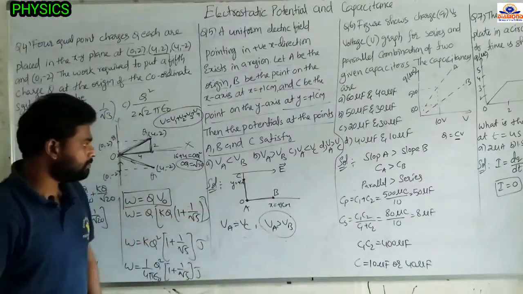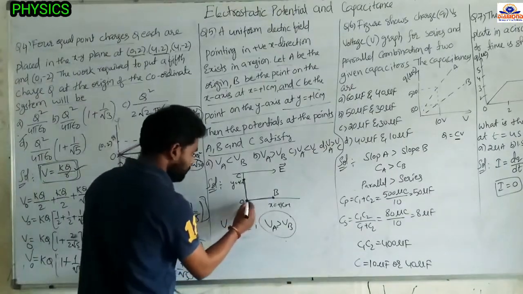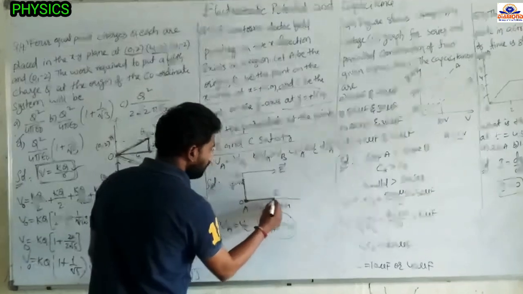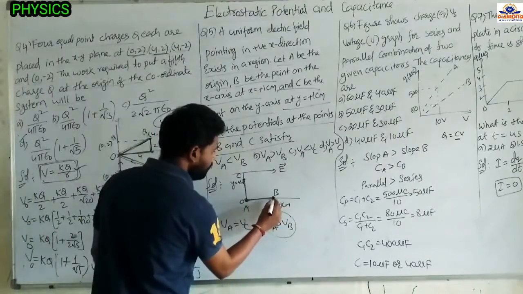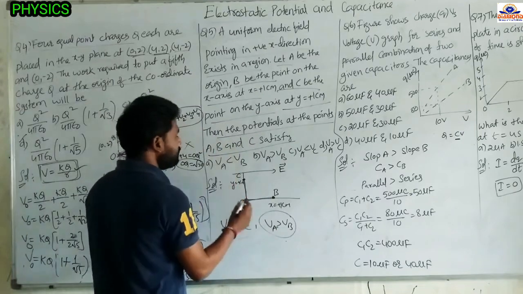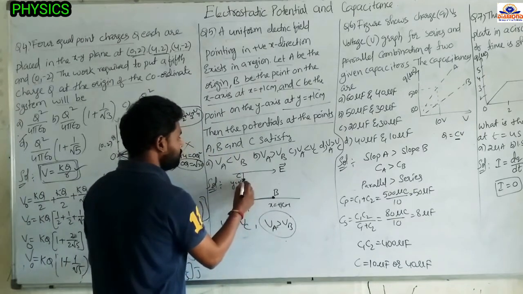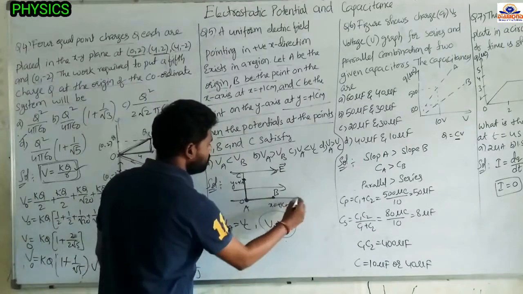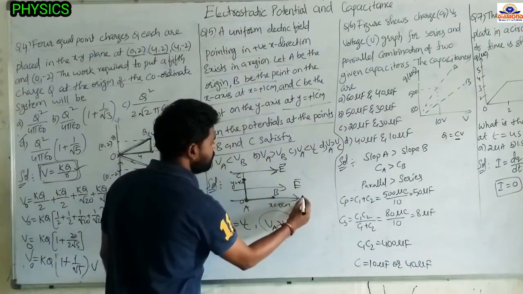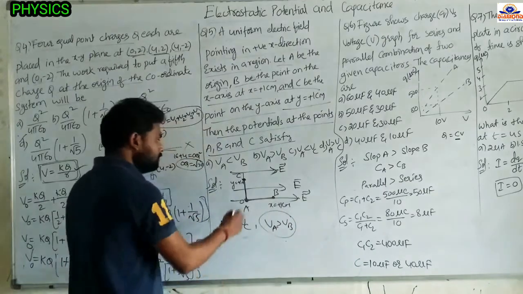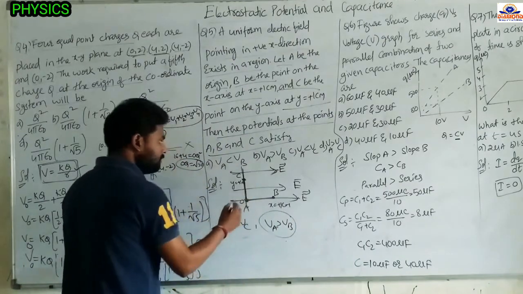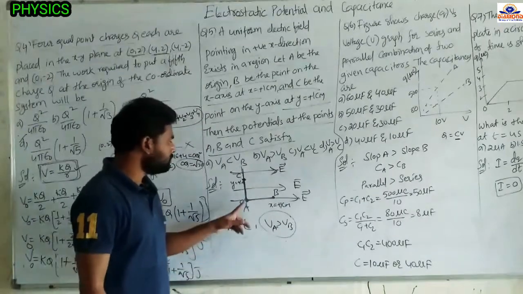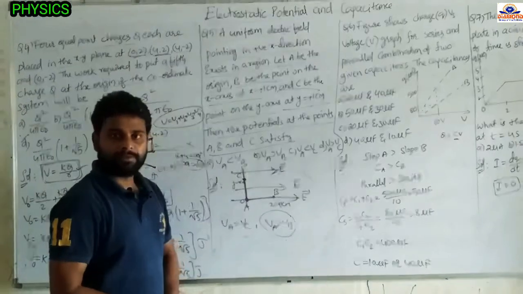I am drawing the diagram. See now. First, A is at the origin. B is at x equal to plus 1 centimeter distance, B is here. Now C is at y equal to plus 1 centimeter, C is at this point, and the electric field direction is in the positive x direction, the electric field is going in this direction. Now this is the vertical line. So that means the points on this vertical line have the same potential.